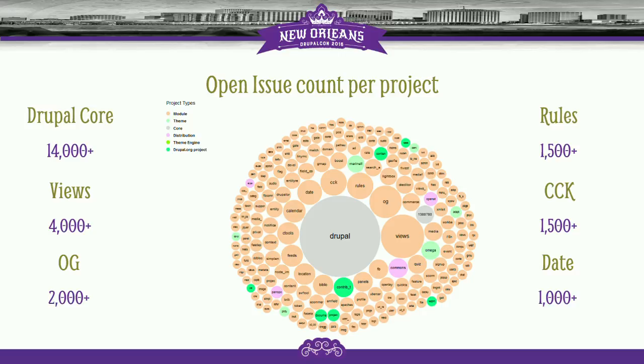And RTBC, needs work, needs review, all these issues are counted as open. And there are 14,000 such issues on core, 4,000 on views, and so on. What can be seen here is that it's more of a long tail. Drupal core has significantly more open issues compared to any other project. It quickly falls down, from 14,000 to 4,000 to 2,000 to 1,500, and then it kind of stabilizes. So this is what is a long tail in this graph.